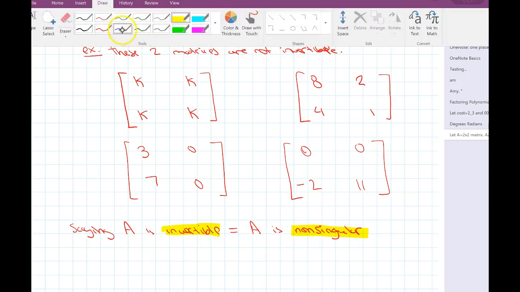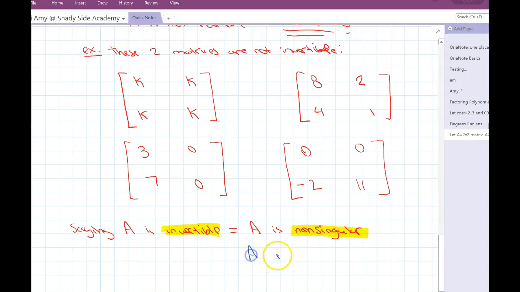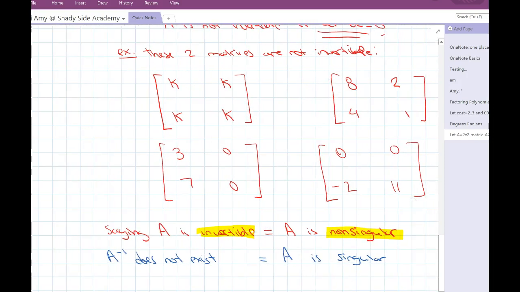Similarly then, if I say that A is singular, let's think about this. If A is singular, this means that the inverse of A does not exist. I guess we can also add this. And if the inverse of A does not exist, then we can say that A is not invertible. So these vocabulary phrases are synonymous. Not invertible, singular. Invertible, non-singular. You can pick your poison.